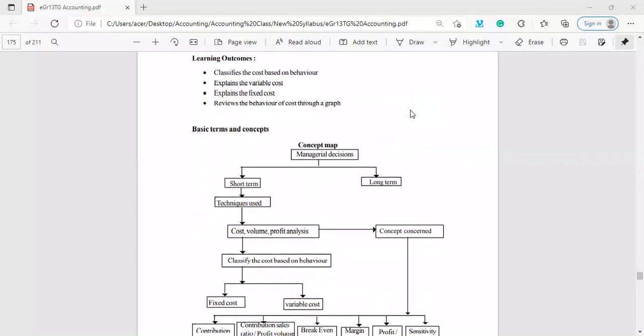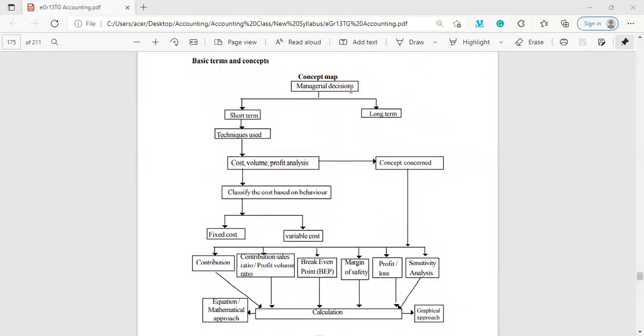Right. So the managerial decisions we can classify mainly into short term and long term. Long term we discuss when we do investment appraisal, investment decisions, right? Now we are in the short term decision making. This cost volume profit analysis is a technique used for short-term decision making, right? And we do the classification of the cost based on its behavior, which is fixed and variable.